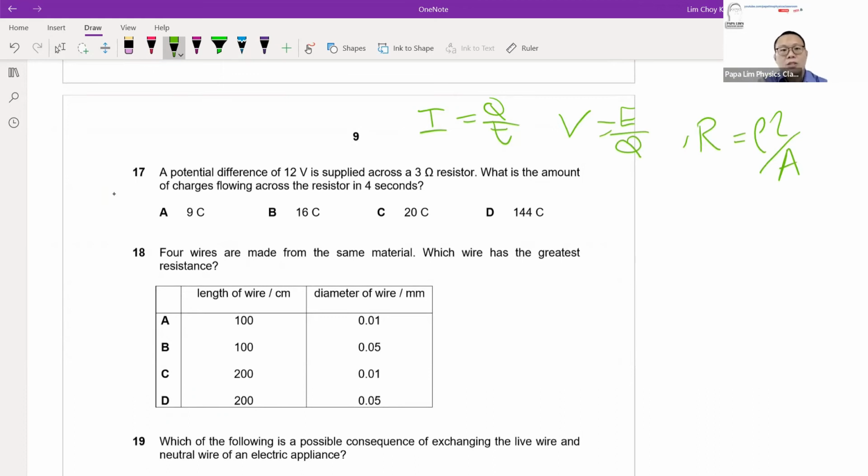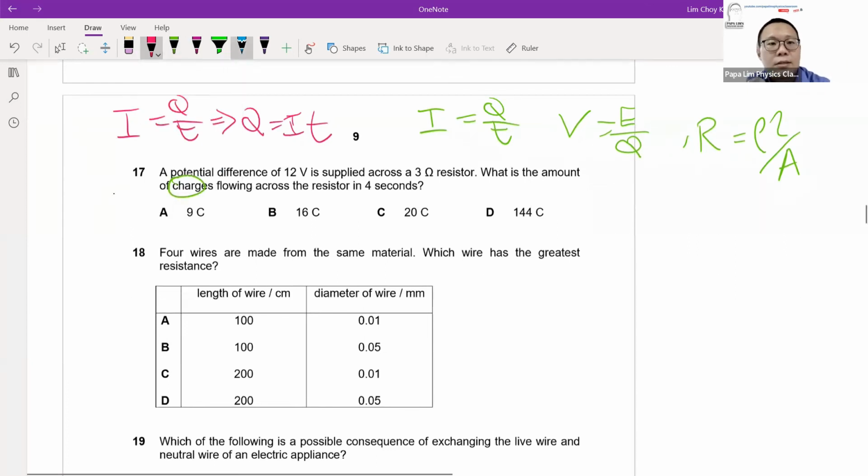So what is the amount of charge flowing across the resistor? We are looking at Q. The easiest way to calculate Q, I would say, is to look at current. Current is Q over T, the amount of charge that I'm looking at. If I rearrange the formula, it will be Q equals I times T. Now, the time taken is 4 seconds, so I have the time ready.